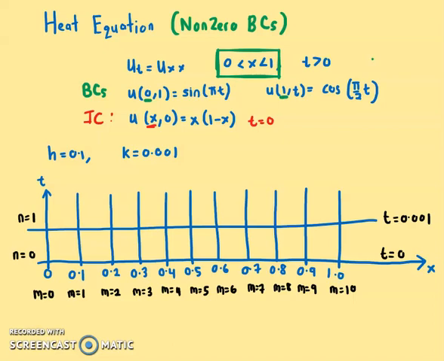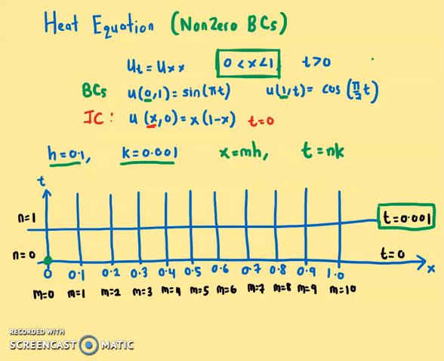Given h equals 0.1 and k equals 0.001, we know that x equals m times h and t equals n times k. We want to find the solution for this value at k equals 0.01. This means when n is 1, times k, this is my t. So we want to find all these values.